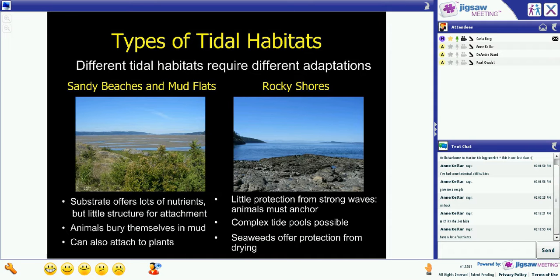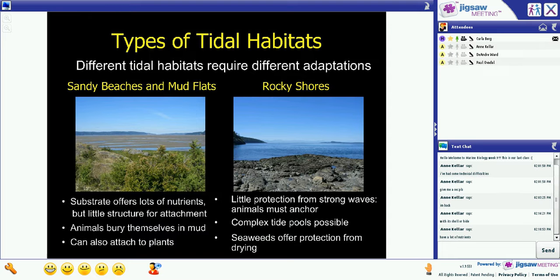So let's look at what I had written for sandy beaches. I have that the substrate, which is the sand or the mud, offers lots of nutrients, but little structure for attachment. You're not going to find a lot of seaweed or sea stars or mussels, things that need to attach to something, on a sandy beach or a mud flat. There's just nothing to hold on to. Here, what the animals do is they bury themselves in the mud or the sand, like a clam. A clam will bury itself in the mud or the sand. A lot of different worms will bury themselves for protection. That is their adaptation. And then I also wrote here they can attach to plants. There are snails that like to attach to plants in order to protect themselves.